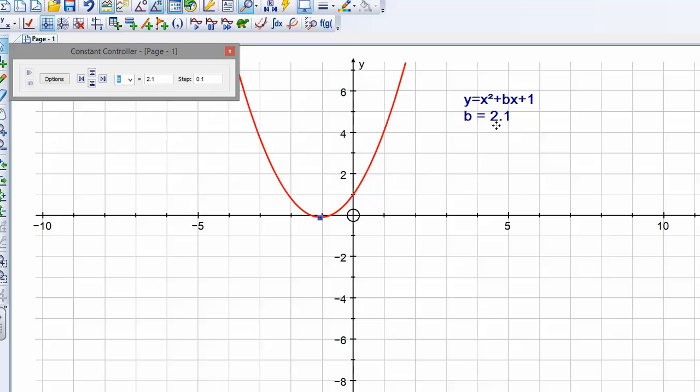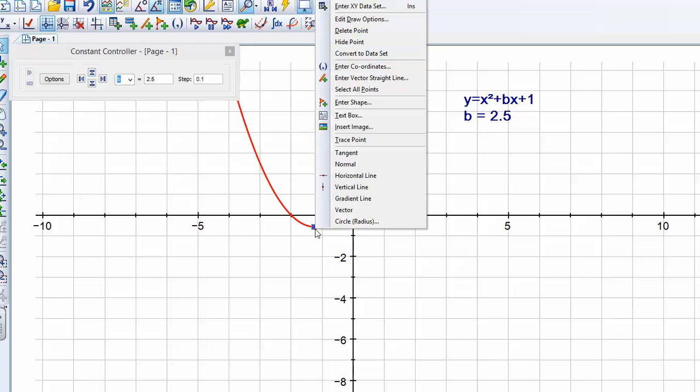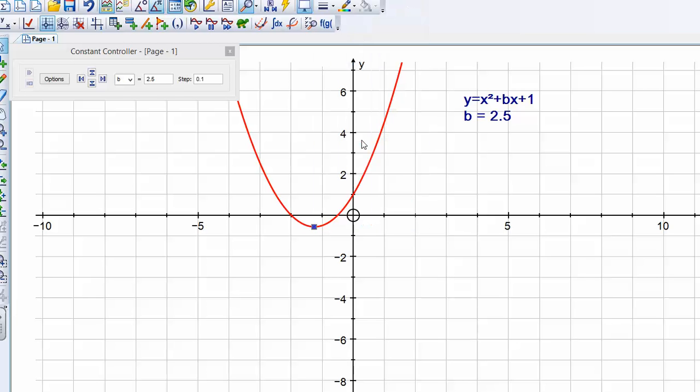I've got b as 2.1 at the moment, and I can change b. I can decrease b, and I can increase the b value. I'm going to trace this point, and then what I'd like you to think about is what is the equation that this point makes, or what's the path or the equation of the path that this point makes as I change the b value.